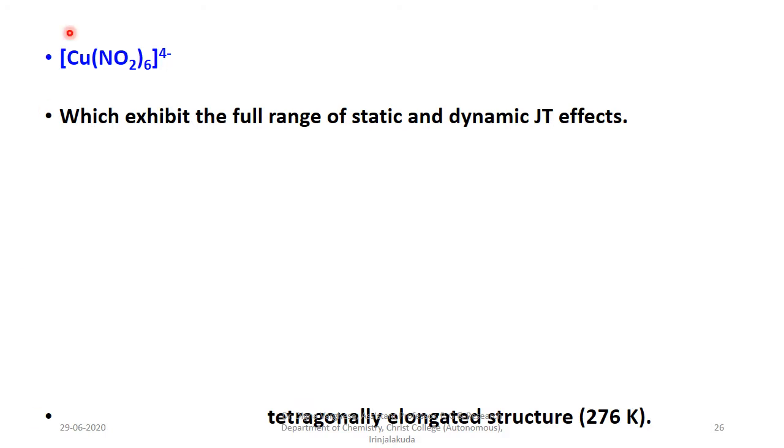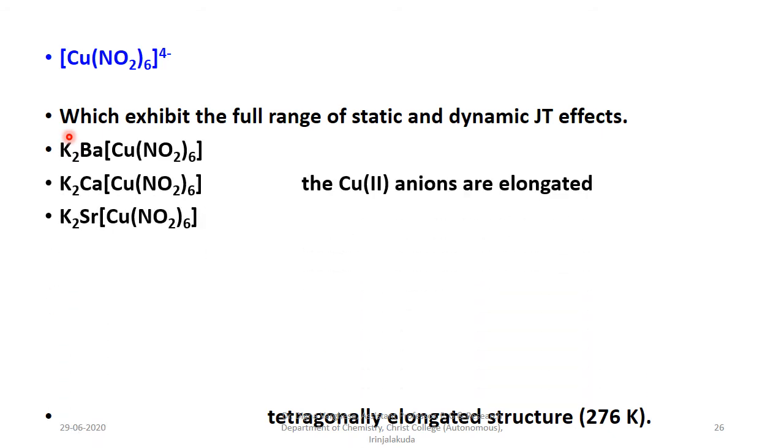In the case of octahedral copper(II) complex, that is the hexanitro or N-nitrito cuprate(II) ion, which exhibits the full range of static and dynamic Jahn-Teller effects. In the case of the various nitro complexes shown here, these show the tetragonal distortion, that is, an elongated or Z-out distortion occurs.